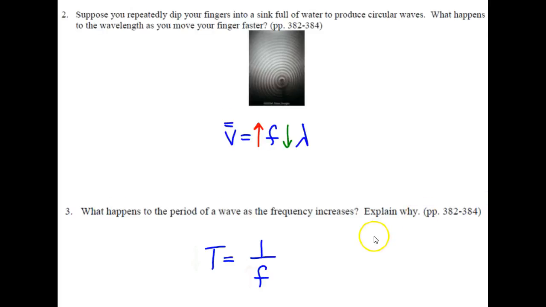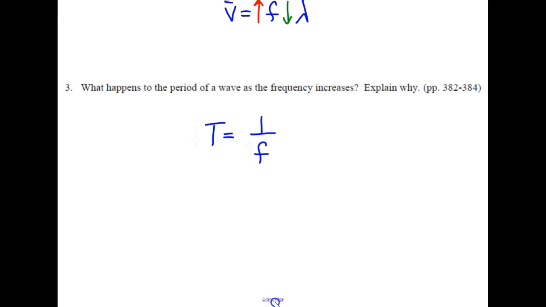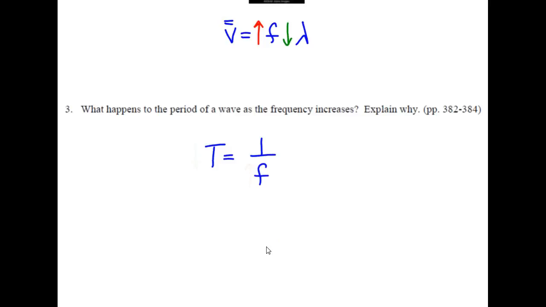Lastly, number 3, what happens to the period of the wave as the frequency increases? Well, here we have the familiar period formula that you learned back in simple harmonic motion that relates period and frequency. Period equals 1 over f. Well, you see here and are reminded that period and frequency have an inverse relationship. So if the frequency increases, what must happen to the period? It must decrease. So the period of the wave would decrease as the frequency increases.